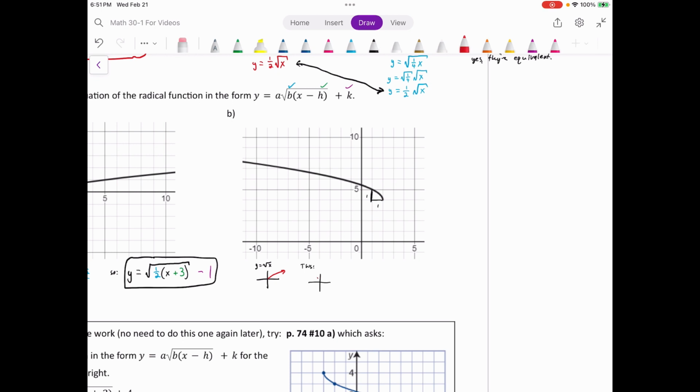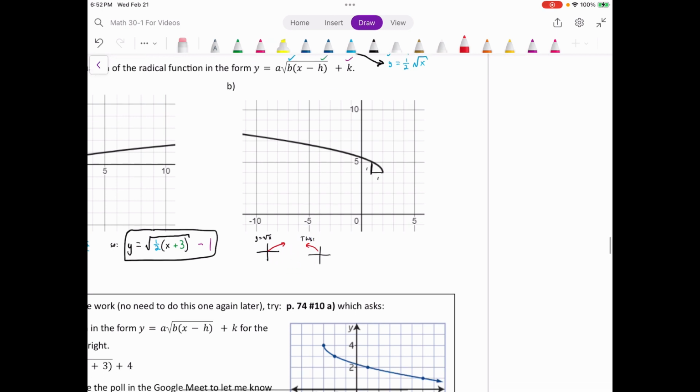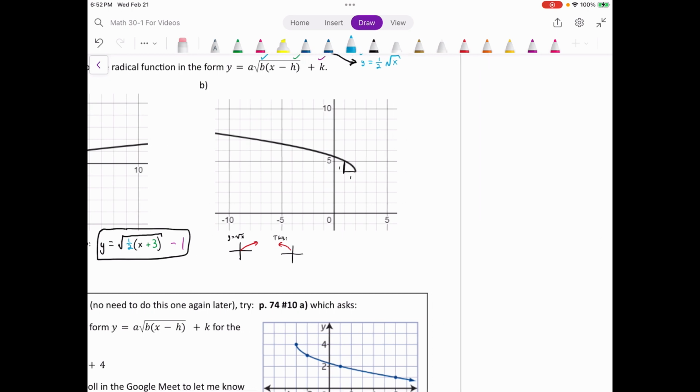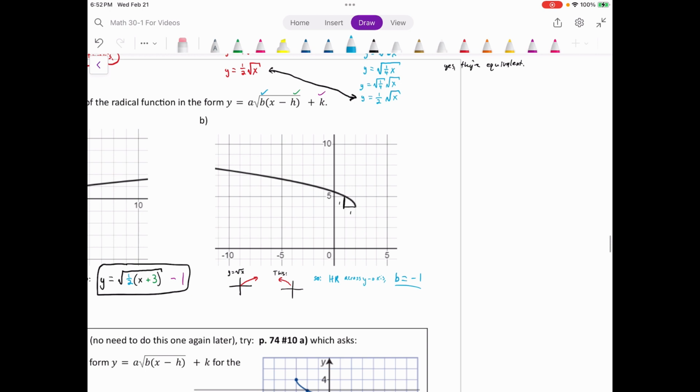So what would have needed to happen to flip it like that? A reflection. A reflection in which axis? In the y-axis, right? It's been flipped sideways, horizontally. So this suggests that there's been a horizontal reflection across the y-axis. Meaning that, what do we know about A, B, H, or K? We know that B is negative 1. Very good. All right, so we got B.